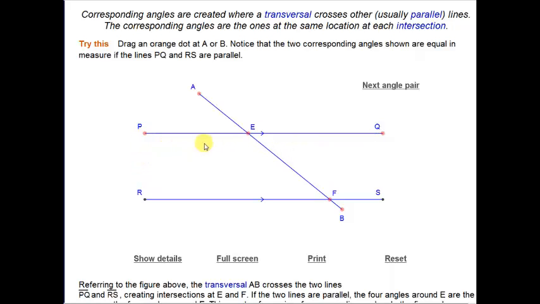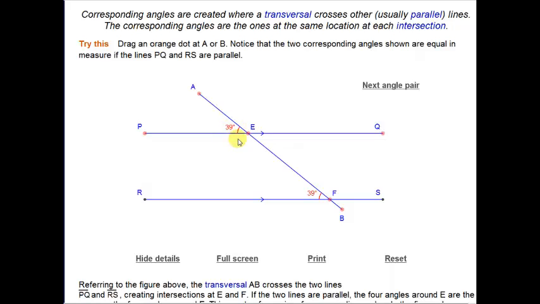Now look at that. You see these familiar little arrows? Again, that means that these are parallel lines. And so the transversal is crossing lines, but when they're parallel, something important happens to the angles. Let's check out the corresponding angles. I'm going to show you the details here. Look at these corresponding angles.